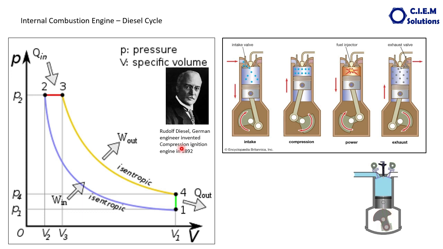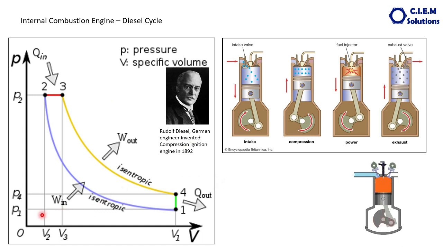Let us understand the sequence of this type of engine, how it works. Here also I am showing the 4-stroke engine only for easy understanding. This is the graphical representation. X-axis again volume, y-axis again pressure.